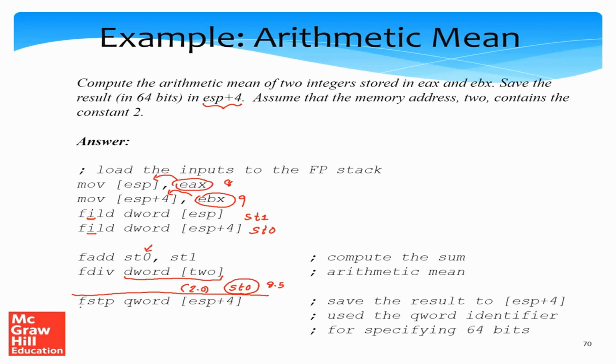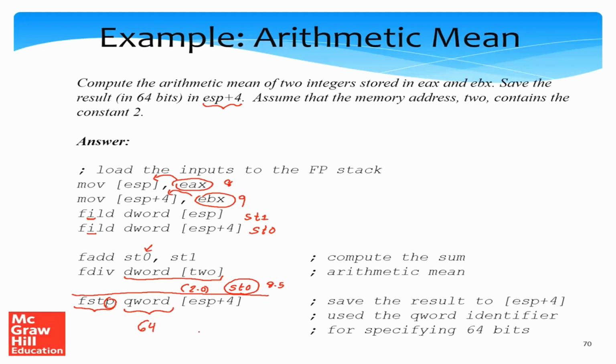To save a 64-bit result, I'm using the FST instruction, and to just clean up the stack, I'm using FSTP, but it's technically not required. So FST would have been just fine. And then the important point to note is that the QWORD identifier is being used. The QWORD identifier basically means quad word or 64 bits. So we are saving the result as a 64-bit quantity. And this is being stored at the memory location ESP plus 4.